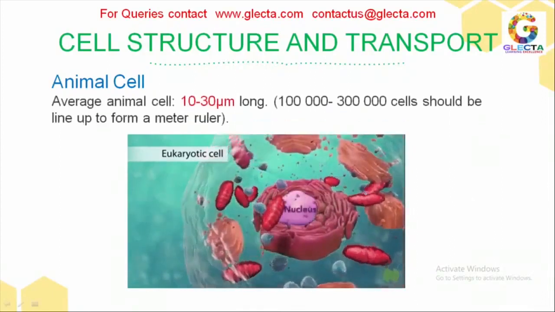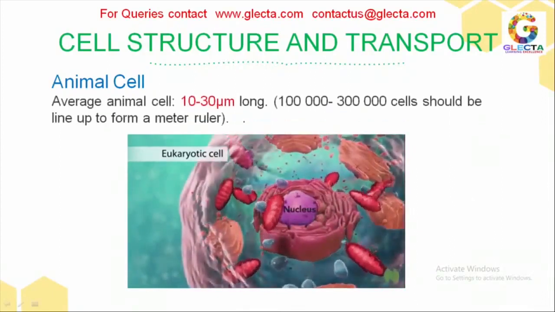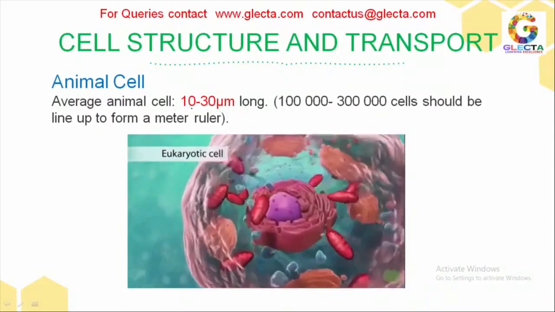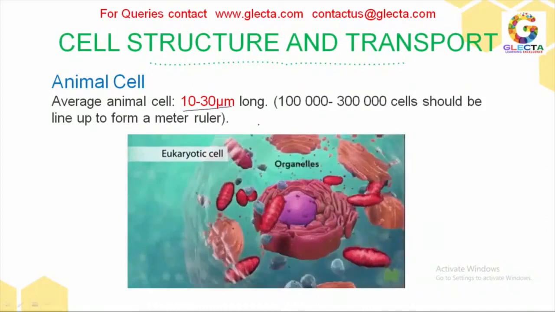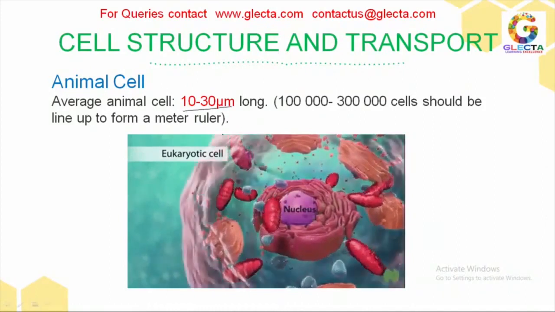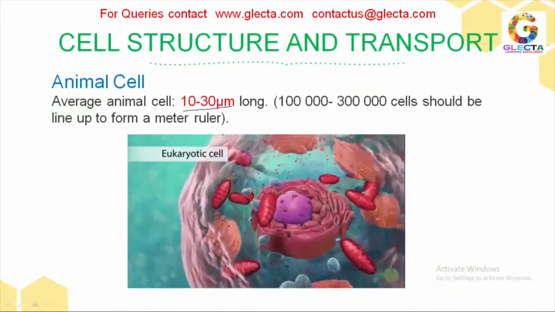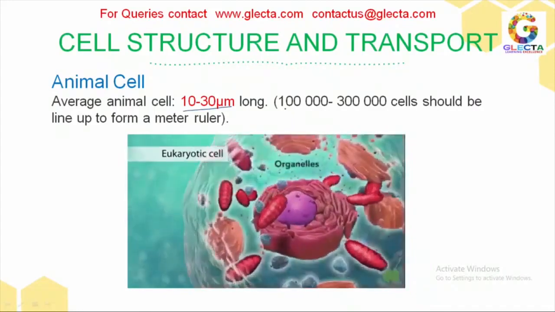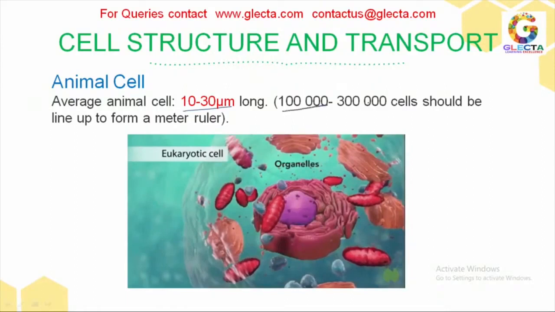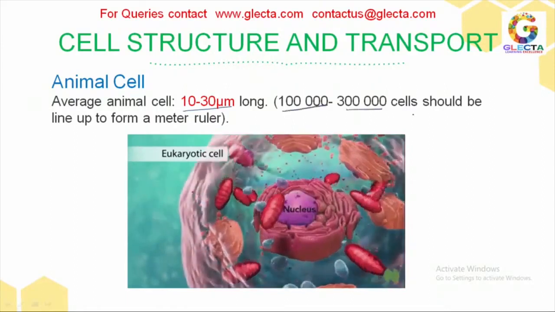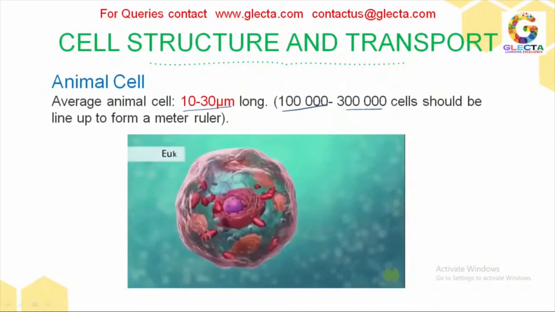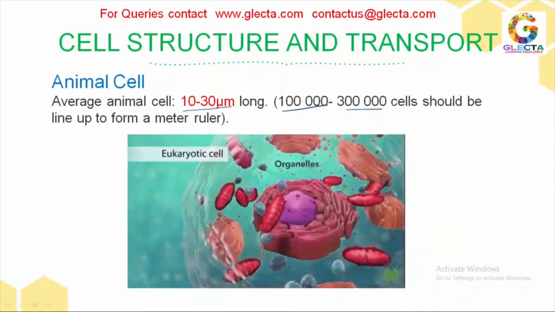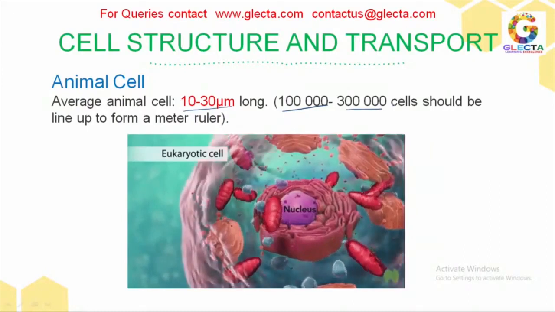So talking about an animal cell, the length of an average animal cell is 10 to 30 micrometers. Which means if you're trying to line up your animal cells under a ruler, you would have to use at least 100,000 or 300,000 cells to line them up along just a normal meter ruler, right? So this is what an animal cell looks like in the GIF.